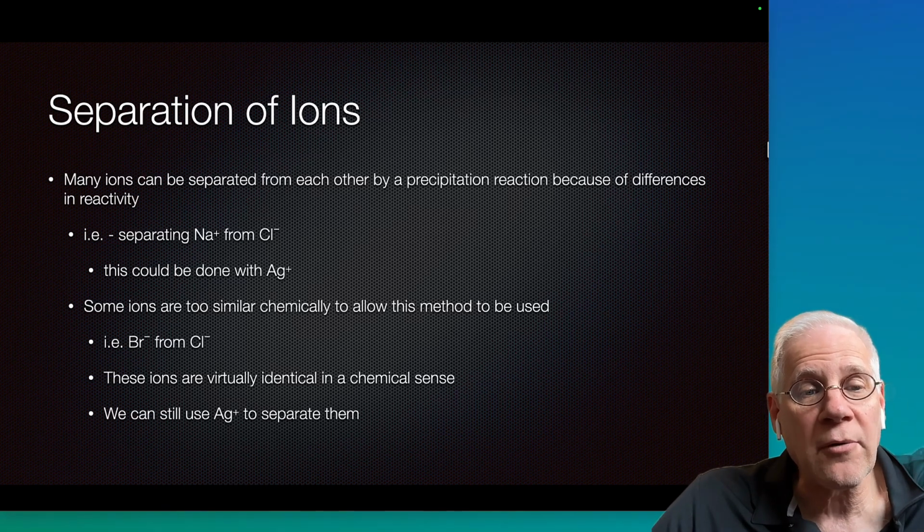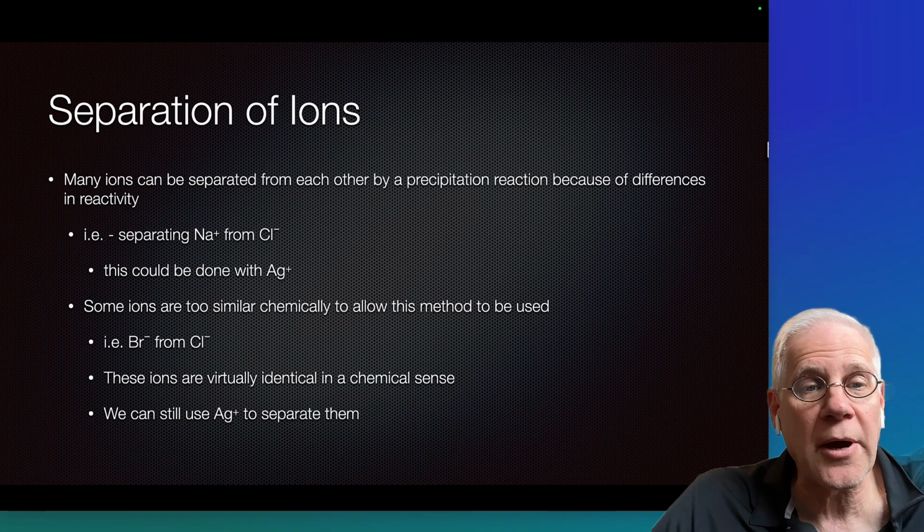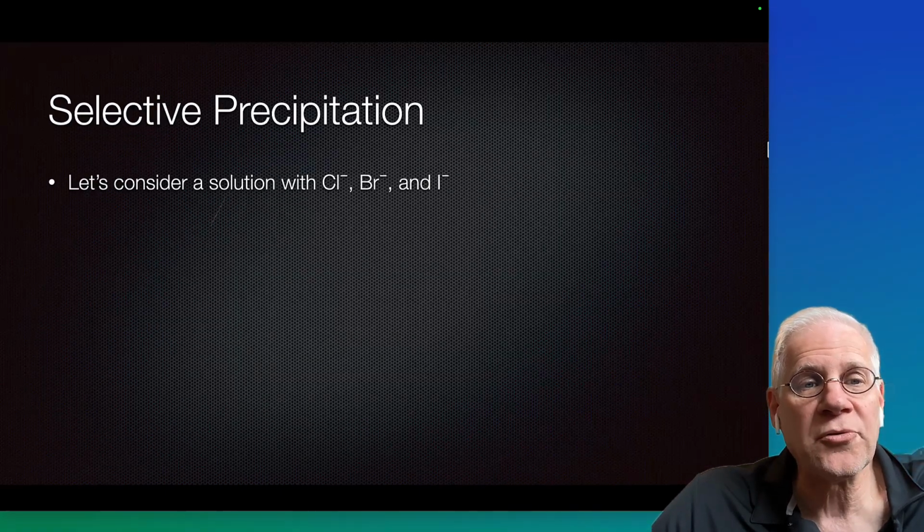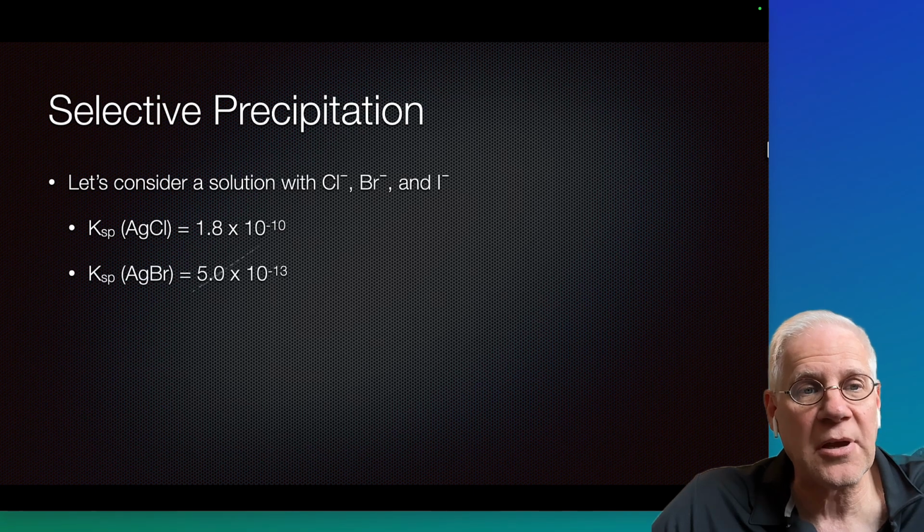As it turns out, however, we can still use the silver ion to separate silver bromide from silver chloride. Both of these ions, bromide and chloride, will form a precipitate with silver. However, we can still use our silver, and we'll take a look at how. So it uses this idea of selective precipitation.